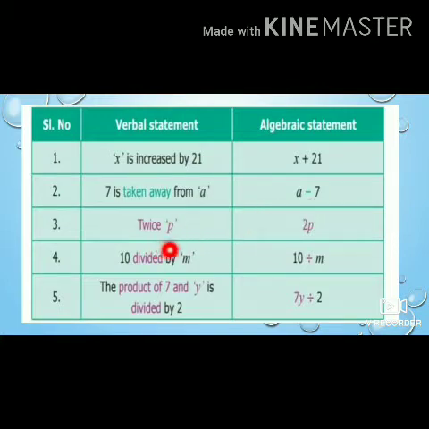Twice p. Twice means what? 2. You have to multiply 2 and p, that is 2p. 10 divided by m. You have to put the division symbol here. The product of 7 and y is divided by 2. The product of 7 and y means 7y. Divided means you have to put the divide symbol. Then 2. 7y divided by 2.